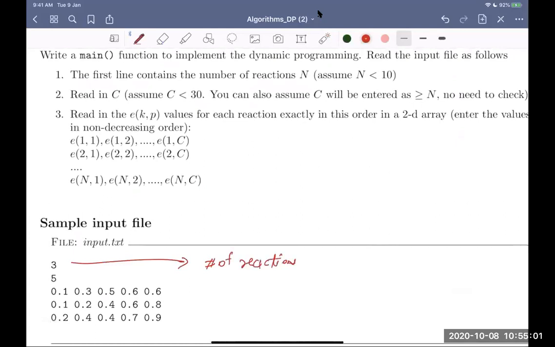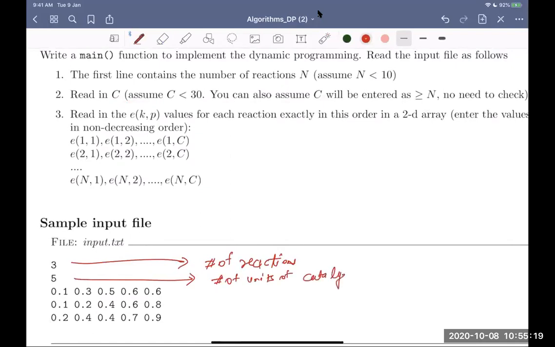Now the second line reads C. That is the number of units of catalyst that you have. And you can assume C is greater than or equal to N, no need to check. You can always assume that this will be given. So this is the number of units of the catalyst.